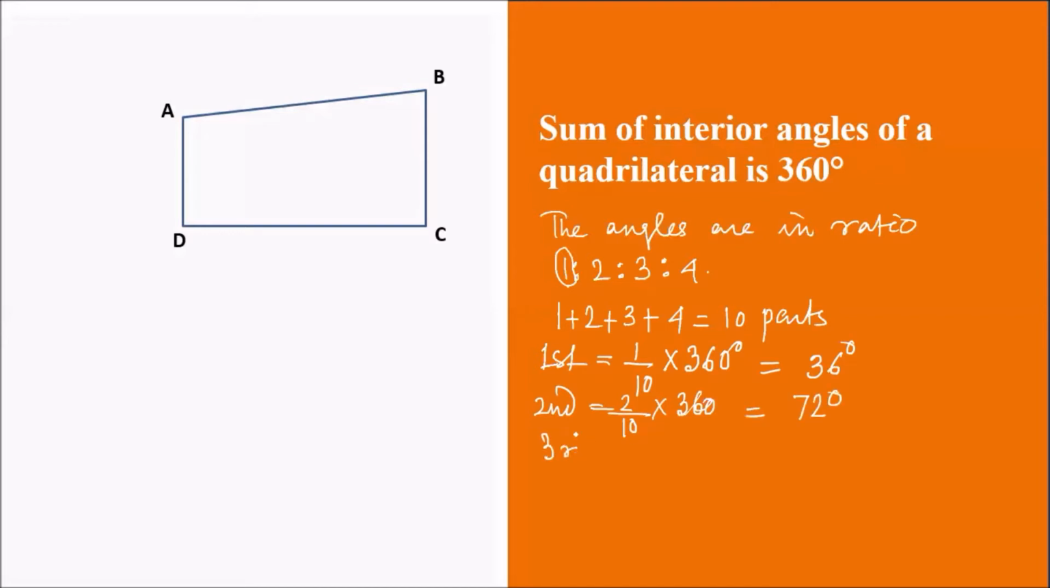Similarly, the third angle is getting 3 out of 10. So for 360, how much will it get? It will be 108 degrees. And how much will the fourth angle get? 4 by 10 into 360 degrees. It will be 144 degrees. So you got all the angles. You can write the statement.